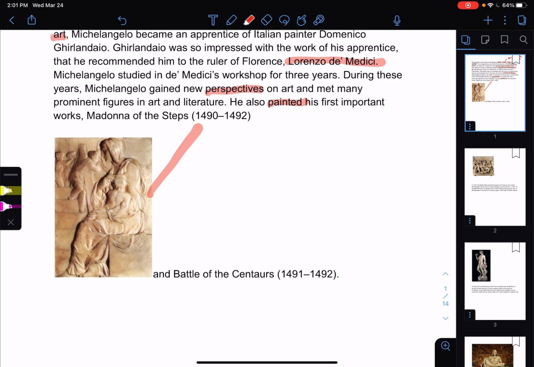This looks like a relief. It says Madonna on the Steps, so it is the Virgin Mary. So again, this is a relief because you can only see it from one angle, from the front. It's attached to the wall.